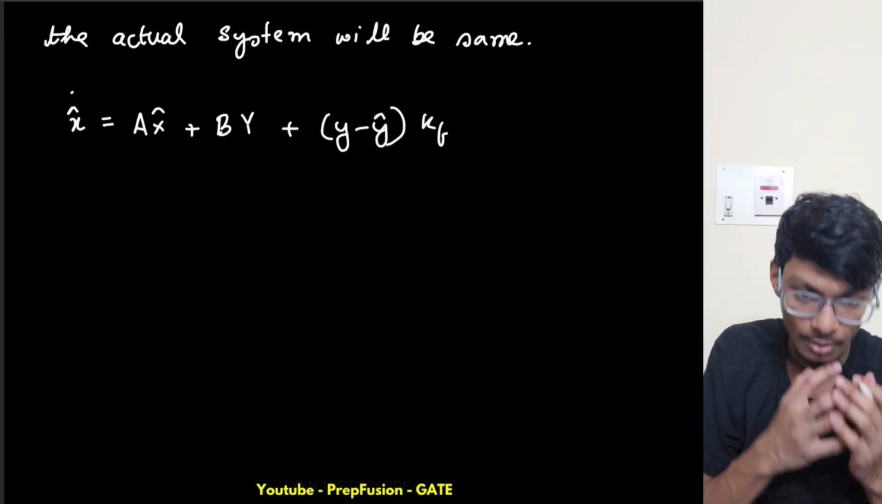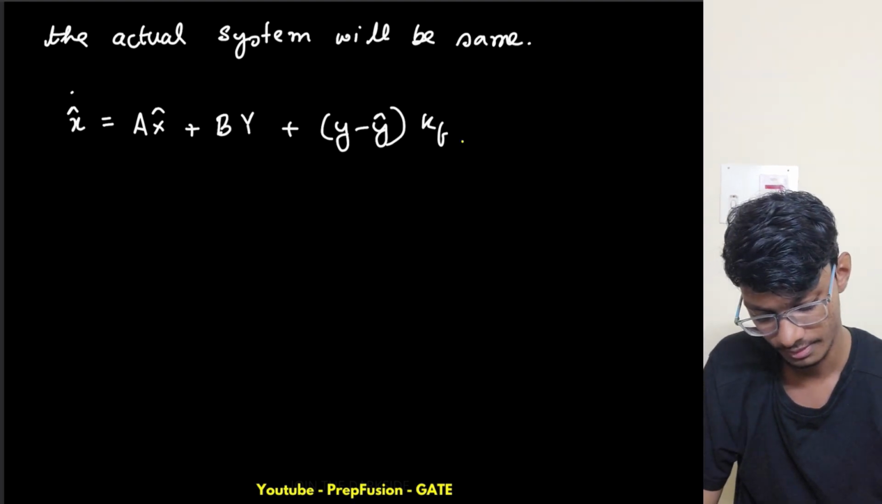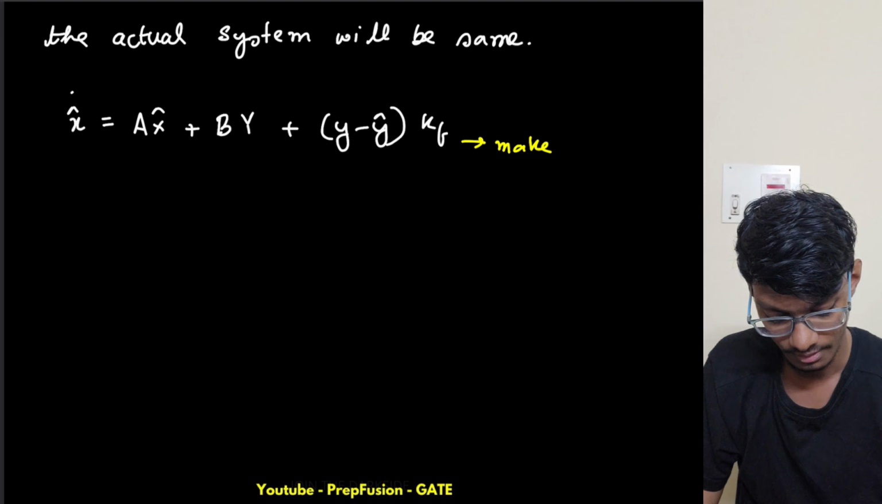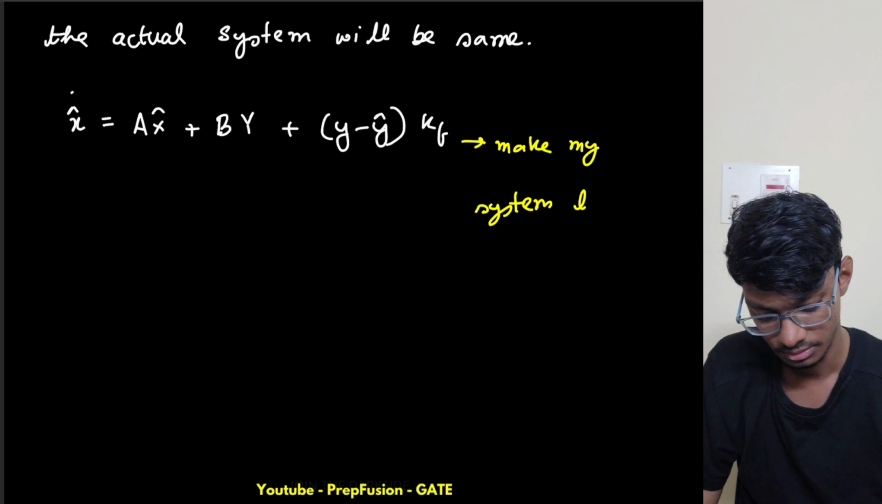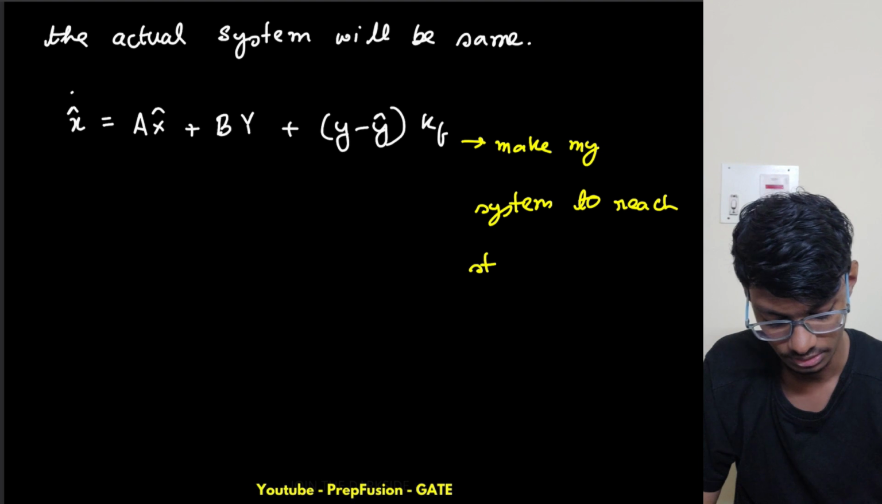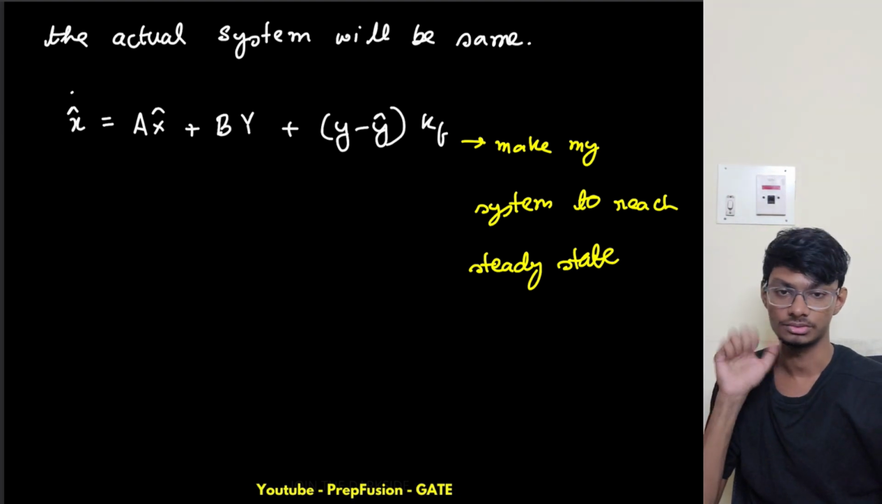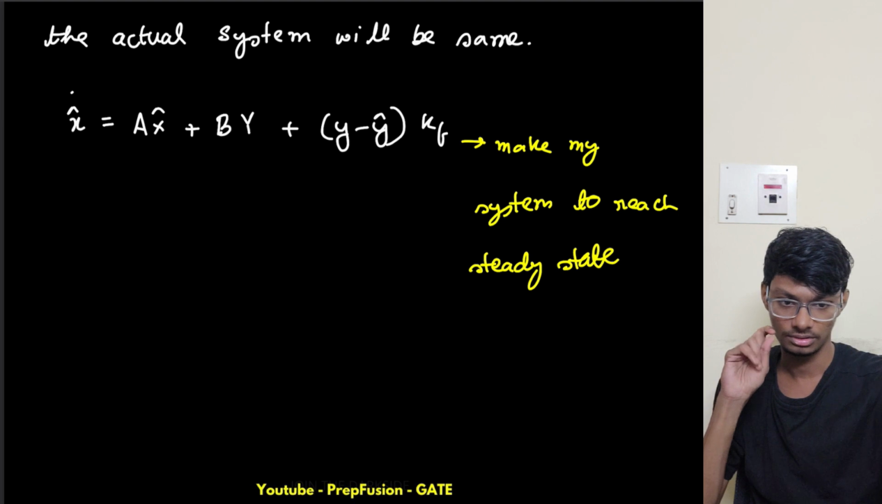So this is just to make my system faster, to reach steady state. We always use this feedback to reach the steady state in a much faster manner. Obviously, all this we will also study in time response, and there we will understand. So this is one thing that we needed to understand.